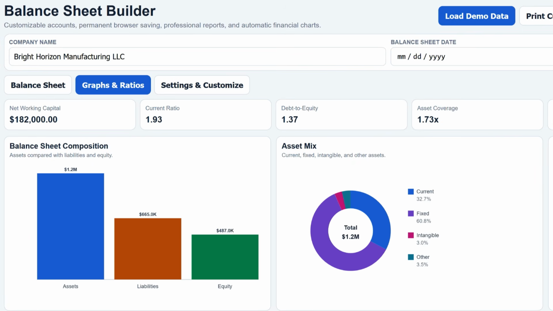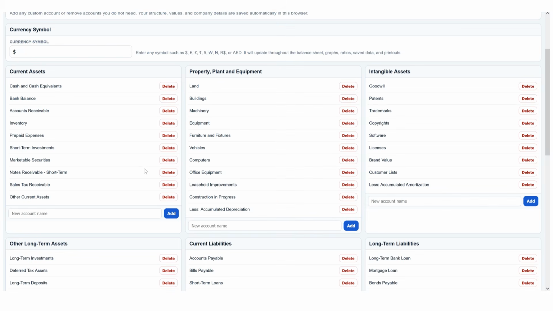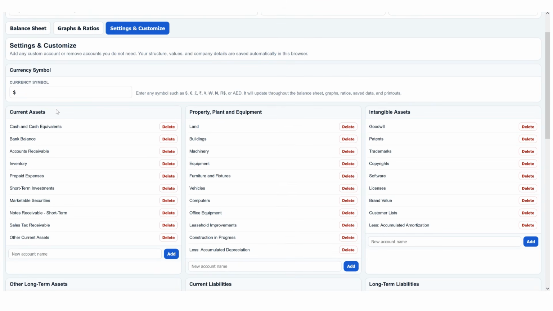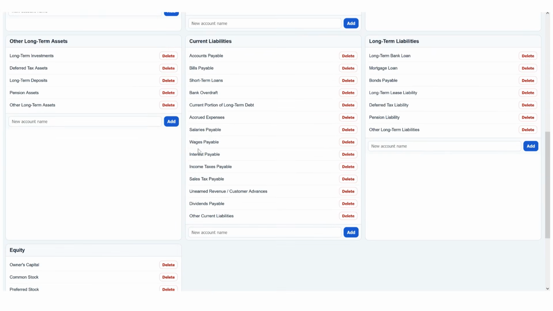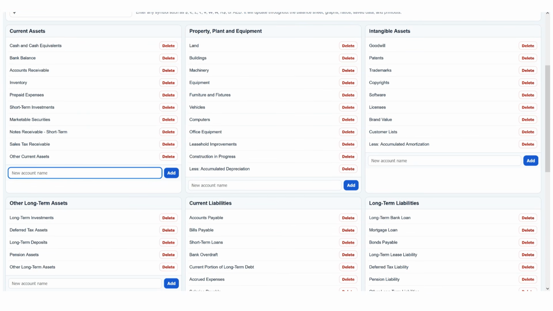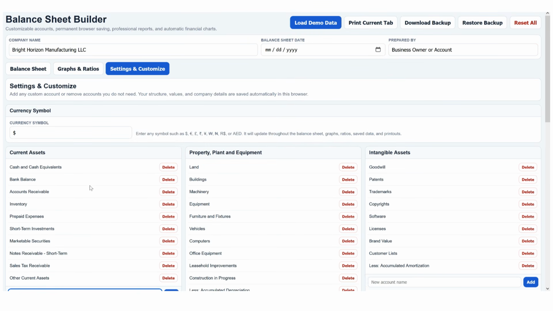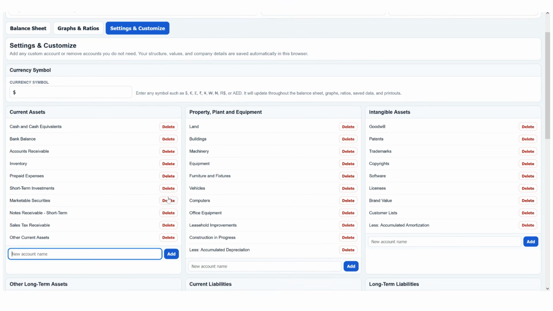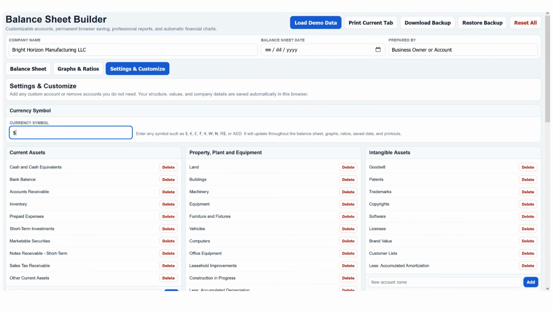One of the biggest advantages of this application is its settings and customize section. Every business is different. Rather than forcing everyone to use identical categories, this application allows complete customization. You can add new asset accounts whenever needed. You can remove categories that are not relevant to your business. If your accountant recommends adding a new account next year, you can create it in seconds without changing the structure of the application.